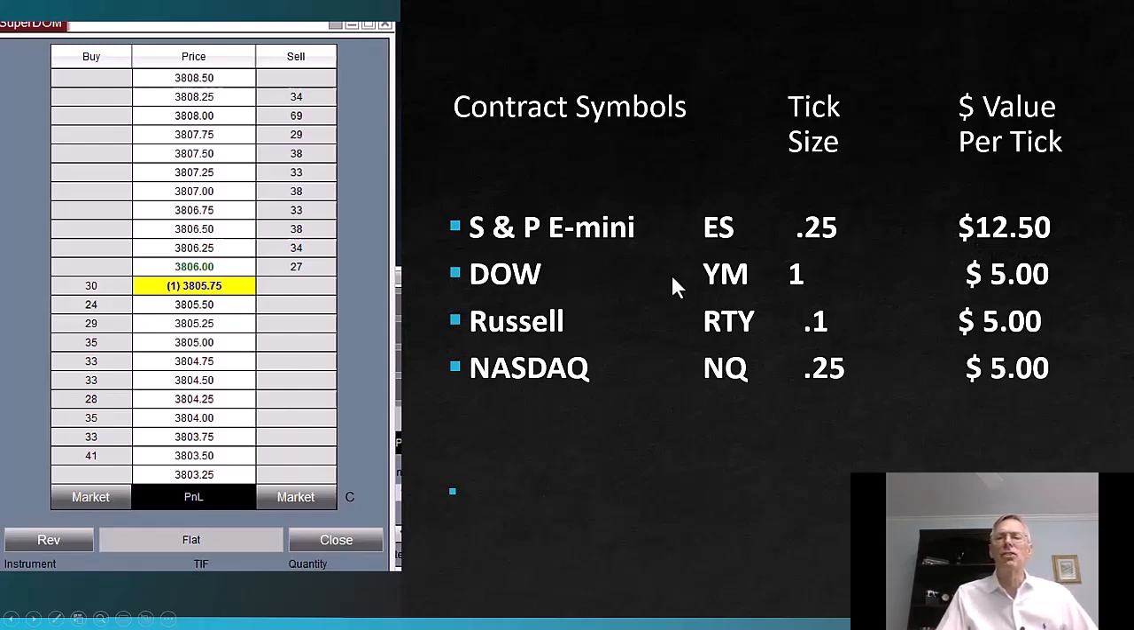Now for the Dow futures, the symbol's the YM. The minimum movement is 1 point, and the value per tick is $5. On the Russell, the symbol's RTY. Tick size is 1/10 of a point, and for each tenth of a point, it's a $5 value per tick. NASDAQ, minimum movement is a quarter point, and the value per tick is $5.